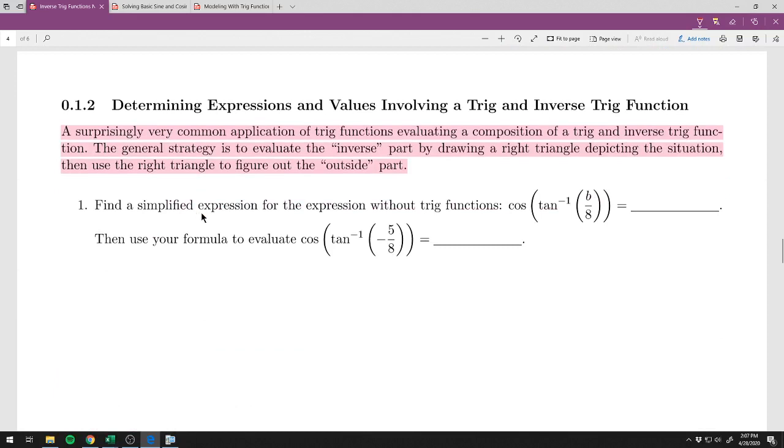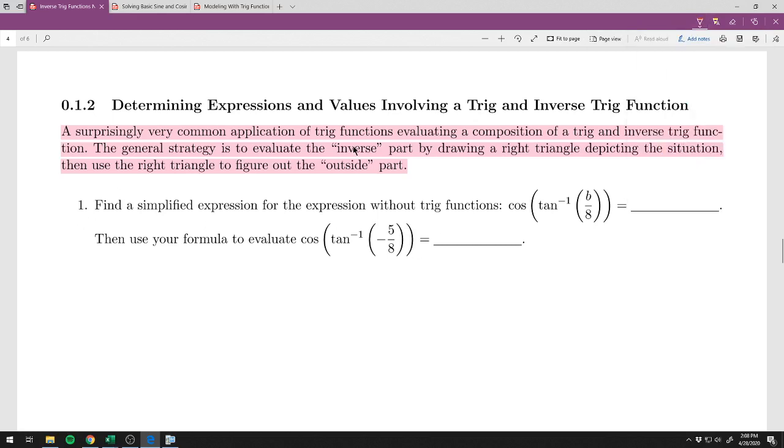All right, so the next thing I mentioned at the beginning, a surprisingly common application of trig functions, is evaluating a composition of a trig and inverse trig function. As an example, you can see here what's going on. When we say a composition, that's when you had two functions and you did one inside another. So we're doing an inverse trig function inside a trig function.